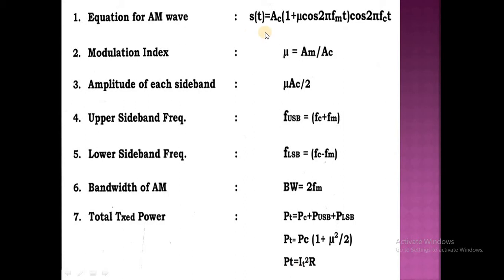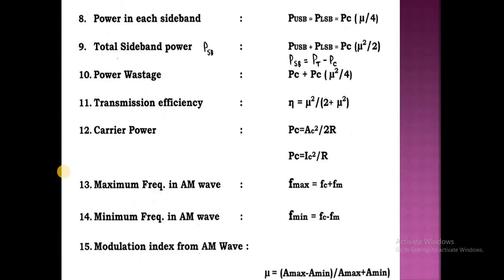It is the general form of the AM wave. It is the modulation index formula, that is AM by AC. So these are the formulas involved in amplitude modulation. Now the power in each sideband is PC into mu square by 4. Total sideband power is PC into mu square by 2, where mu is the modulation index.